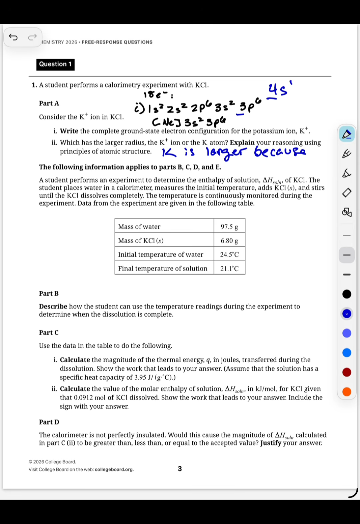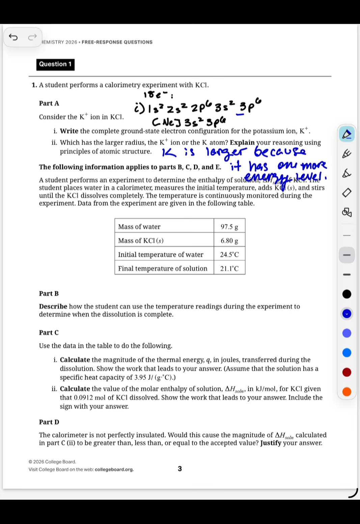And then my justification would be because it has one more energy level, in comparison to our ion here, where as soon as it becomes ionized, boom, you go down to the third energy level.